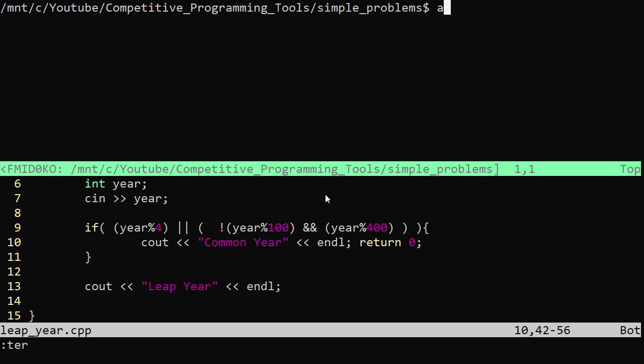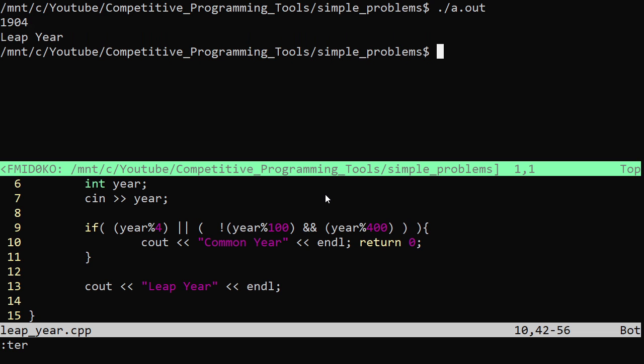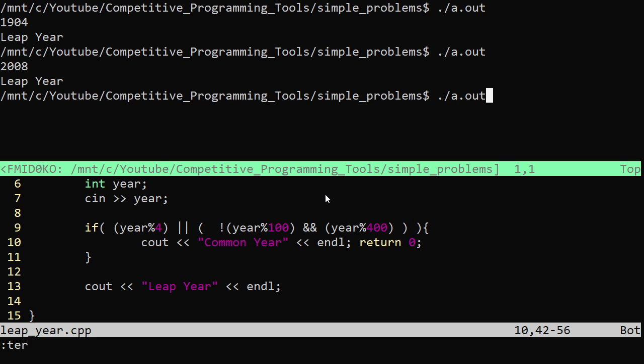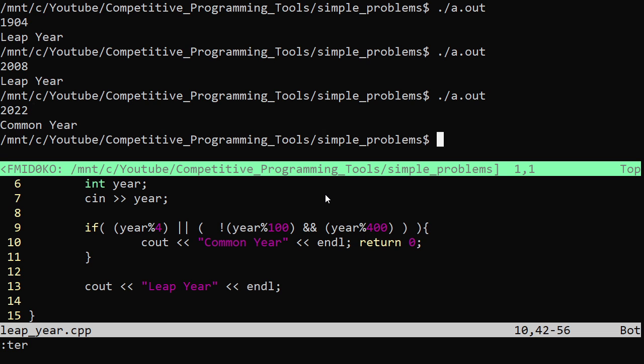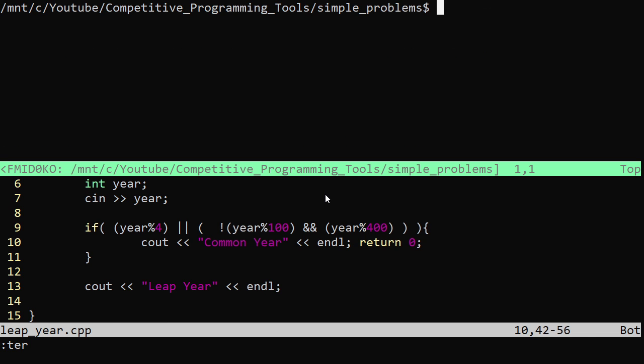Let's do some more checks. Was 1904 a leap year? Yes, it was a leap year. 2008 was a leap year. 2022, which is this year, is a common year. So that's pretty much the solution.